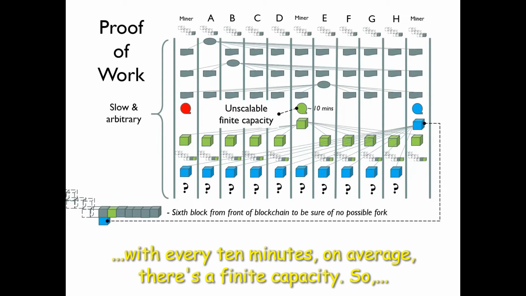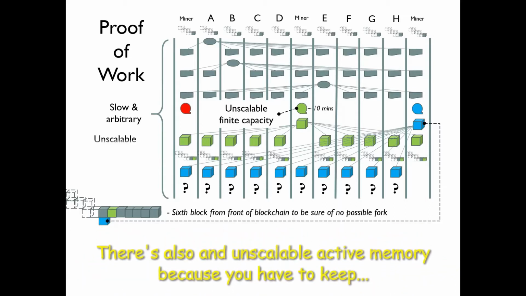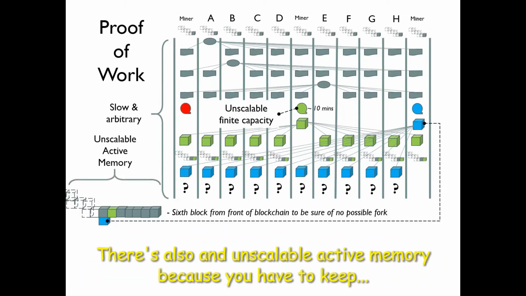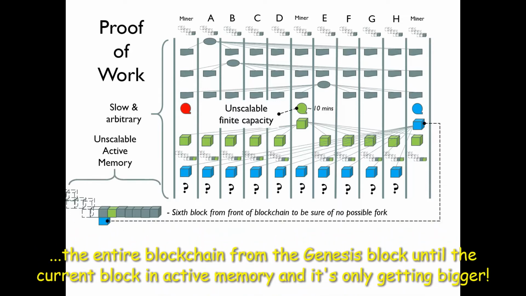There's a finite capacity. So if the capacity of the block creation is exceeded by the network, there will be backlogs. There's also an unscalable active memory, because you have to keep the entire blockchain from the genesis block until the current block in active memory, and it's only getting bigger.